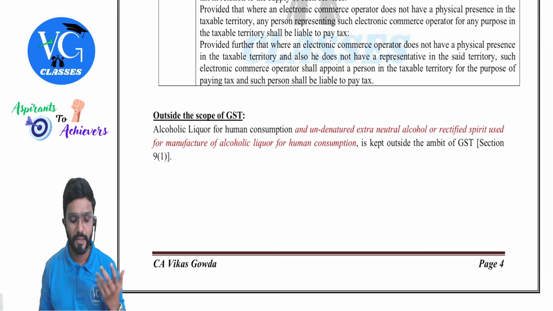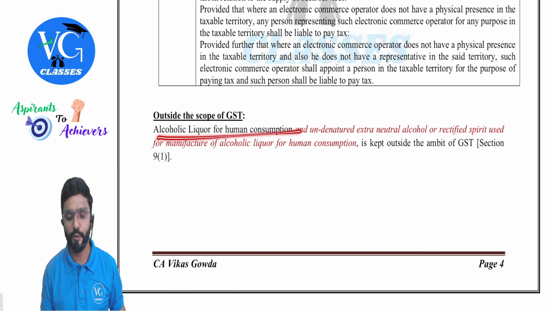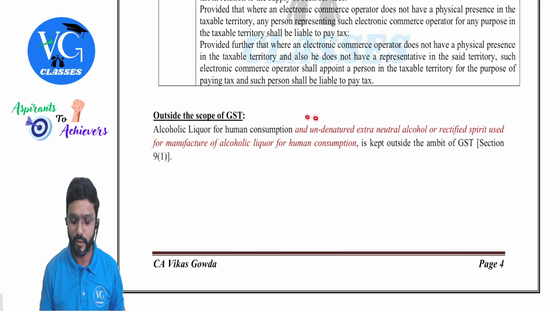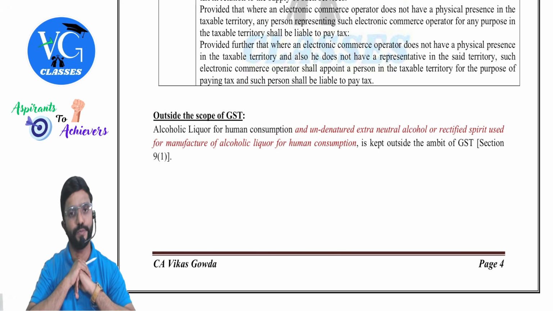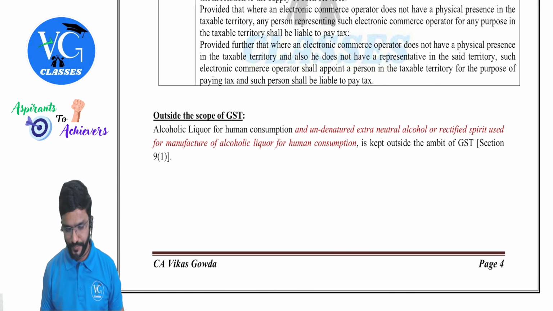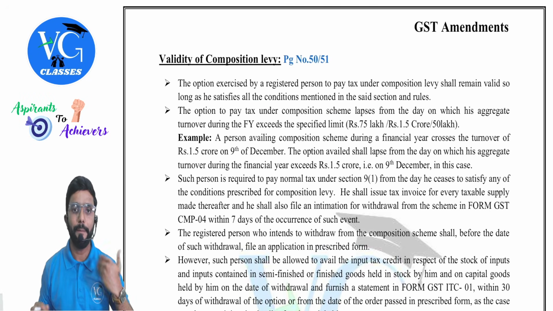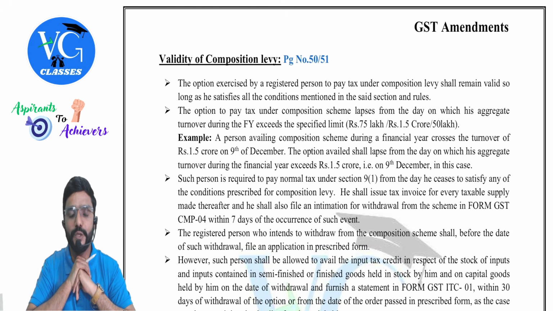Even here, under the section on outside the scope of GST, it is the same thing, guys. Only alcoholic liquor for human consumption was excluded, but now there is one more new addition for us. Got it? Next, we also have one more amendment in the same chapter under the composition scheme.